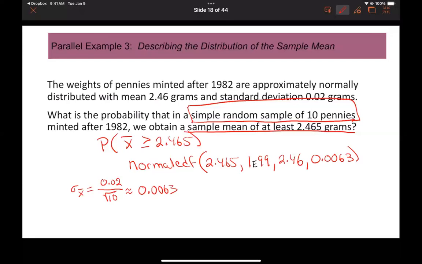I have approximately 0.2137. So the probability that a simple random sample of 10 pennies minted after 1982 has a sample mean of at least 2.465 grams is 0.2137.